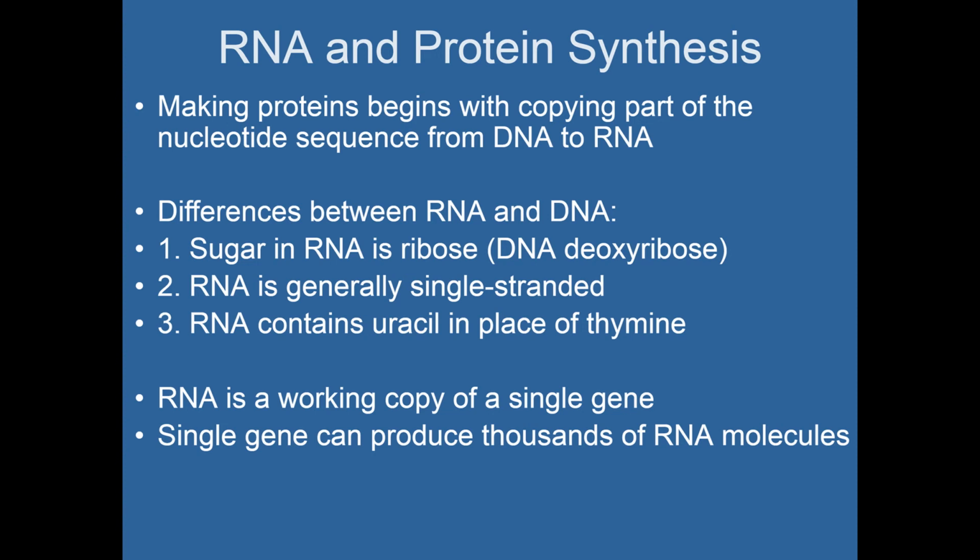And it also contains uracil in place of thymine. So the nitrogen bases, instead of guanine, adenine, cytosine, and thymine, are uracil, adenine, cytosine, and guanine. So there is no thymine in RNA. RNA is a working copy of a single gene, and a single gene can produce thousands of RNA molecules.